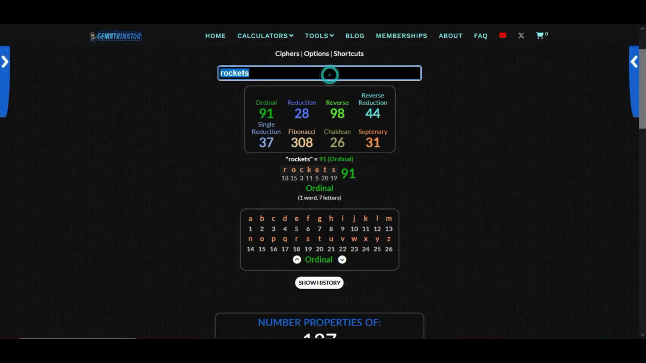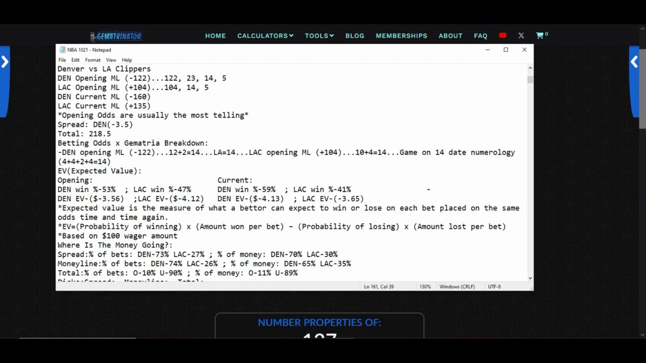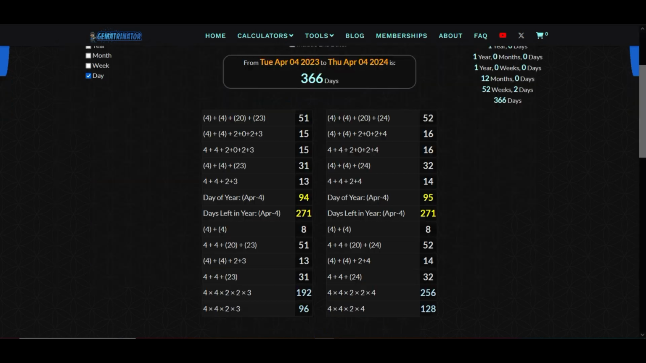LA equals 14. I don't do that with any city, only the cities that are known for those type of digits, like NY, New York, LA, Los Angeles, the mainstream type stuff. LA Clippers opening money line, plus 104. 10 plus 4 equals 14. Game is on 14 date numerology. 4 plus 4 plus 2 plus 4 equals 14.